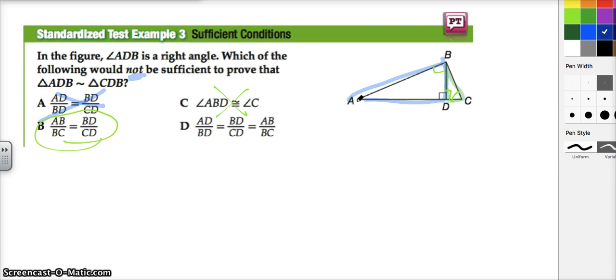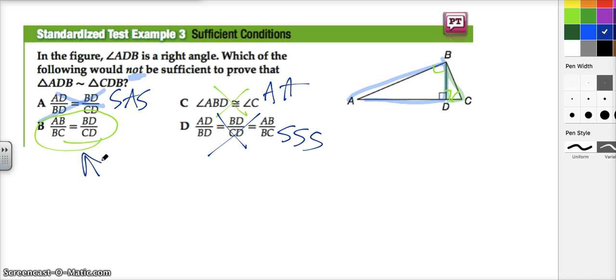All right, so let's look at this. AD is to BD as BD is to CD as AB is to BC. Nope, this is totally enough to prove it. This is like SSS, right? This was the AA postulate here, and this one was the side angle side postulate because we've got the two angles there. So clearly this guy is the red herring, the bad guy. D, get out of here. You're the one that's not helping us.